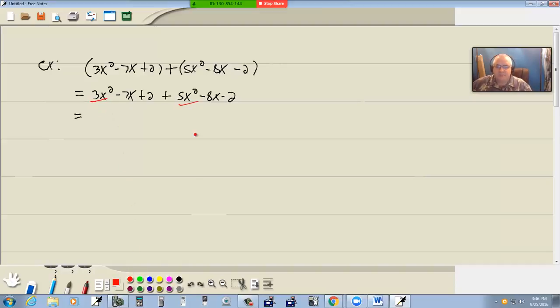So here I have an x squared, here I have an x squared. 3x squared plus 5x squared is 8x squared. Here I have an x and here I have an x. Negative 7x, negative 8x is negative 15x.